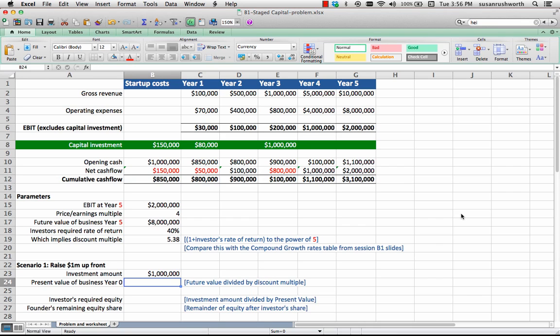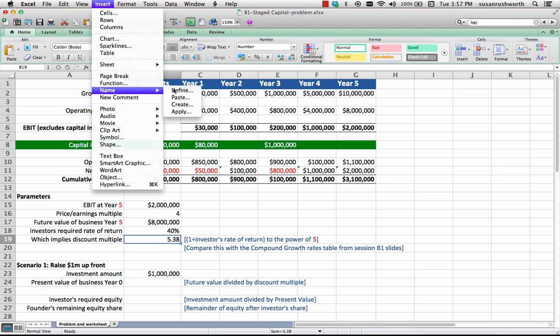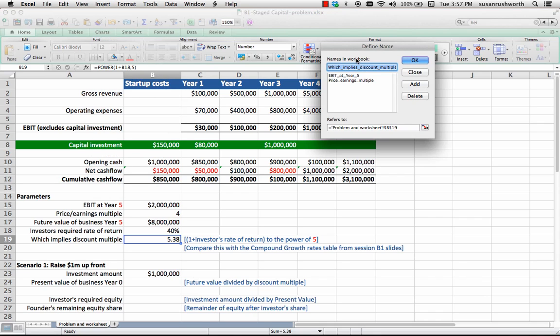Okay, so let's go ahead and calculate what the value of the business is now in today's dollars compared with the future value in year 5. If we know that each dollar has to be worth $5.38 in year 5, all we do to calculate the value of the business in today's dollars is to divide the value in year 5 by this discount multiple. So let's first of all name that variable, and we'll just call it discount multiple.